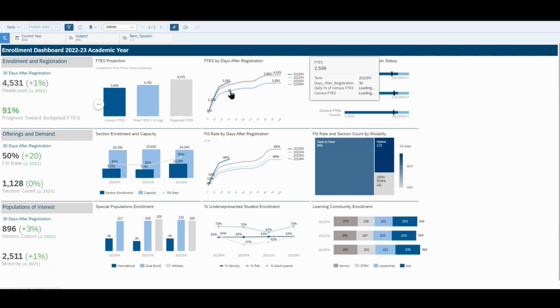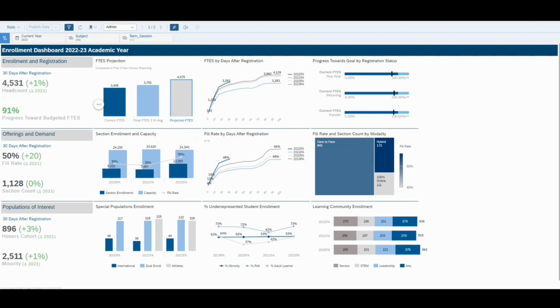Over the past 3 years, we can see that at 30 days after registration, we already have an average of 77% of our final FTES enrollment. Using this average, we can project that if our current FTES is 77% of our final FTES enrollment, then we can expect about 4,475 full-time equivalent student enrollments at census.